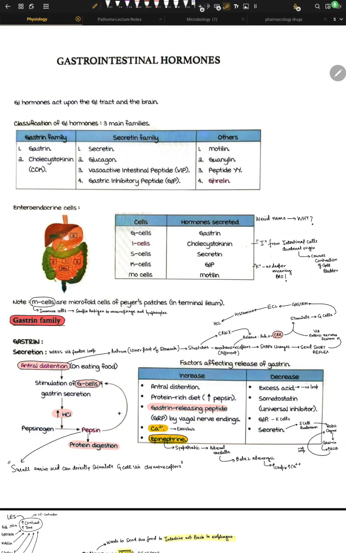Let's start with gastrointestinal hormones. We have three families. Gastrin means the gastric family, in the stomach. We have the secretin family. Secretin means base, HCO3, nature's antacid. Other is motilin, for the movement. Guanylin is also there, and peptide YY and ghrelin for the hunger.